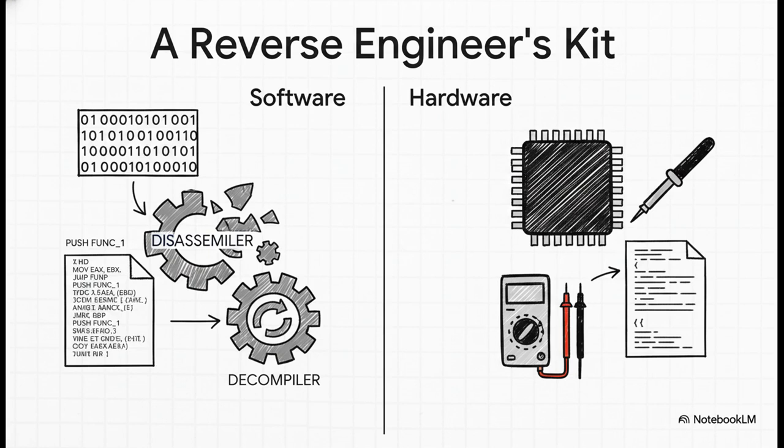This is the magic wand that turns that raw machine code into the readable assembly we were just looking at. Then you've got decompilers. These are even more ambitious. They try to go one step further and guess what the original code might have looked like. And if you're working with a physical gadget, you'll need hardware tools, like a multimeter to check electrical signals, or even a soldering iron to tap directly into the chips.